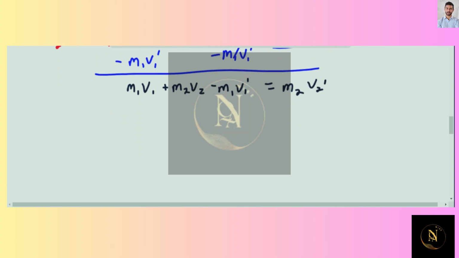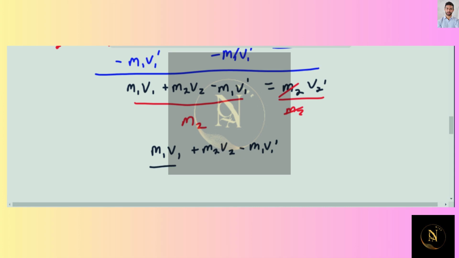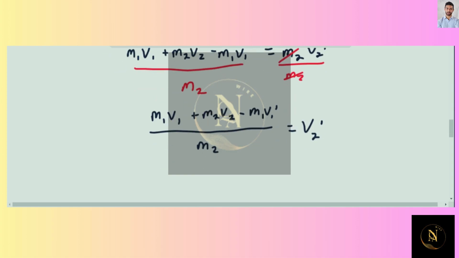And v sub 2 prime is getting multiplied by m sub 2. So we just divide both sides of our equation by m sub 2. And so now we're going to have m1 v1 plus m2 v2 minus m1 v1 prime, all divided by m sub 2. And that can't be simplified, and this is equal to v sub 2 prime. So now you've found your equations for each of the 6 different variables.